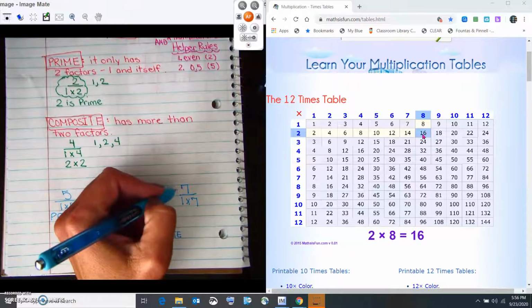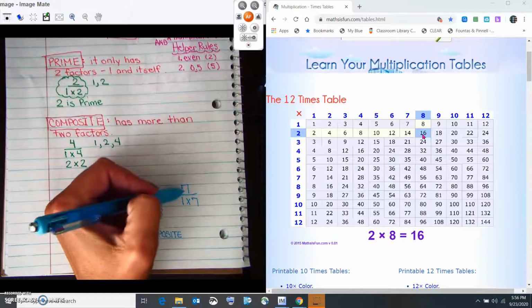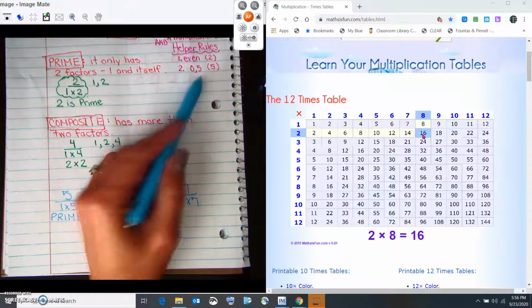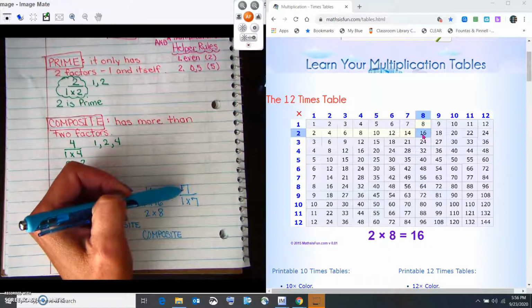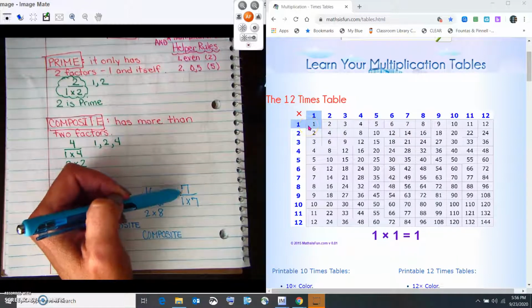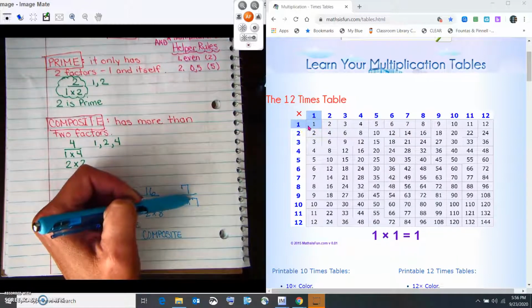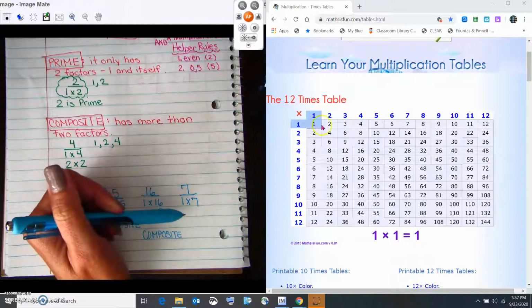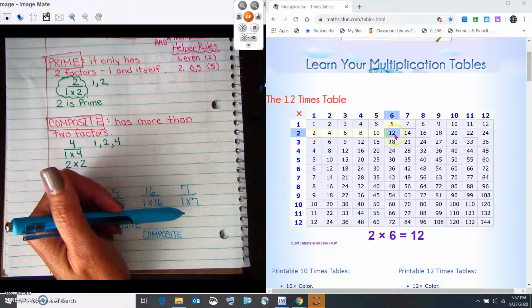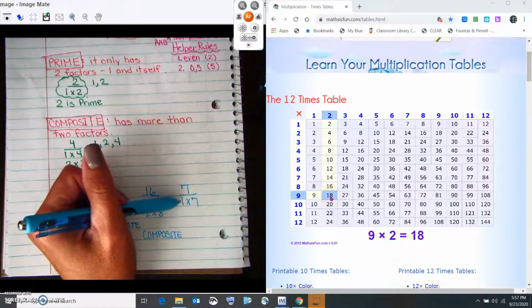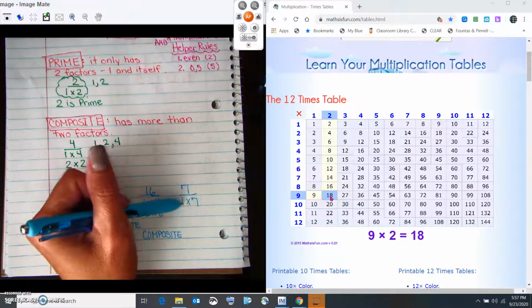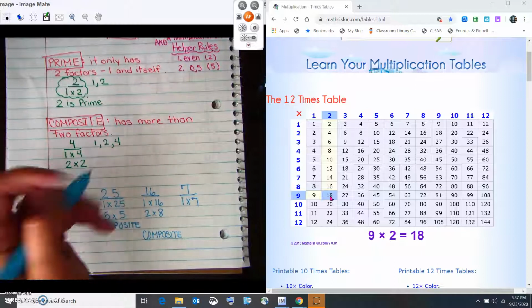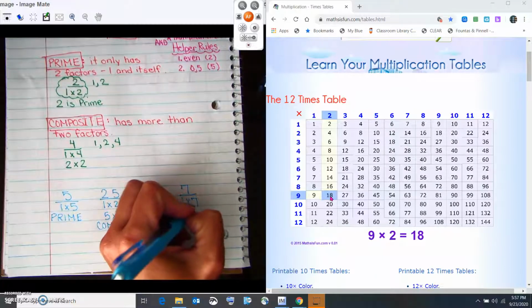All right, so now let's go to 7. Is it even? Nope. Does it end in a 0 or 5? Nope. Okay, so I'm going to look at my multiplication chart to make sure that I can't think of anything else that's going to give me 7, only 1. So let's check. Here's 7, and the only other time I see it is 7 times 1, which is the same thing, but I do not see 7 as any of my answers through here. So that means the only factor pair is 7 times 1, so 1 and itself. So that means 7 is a prime number.